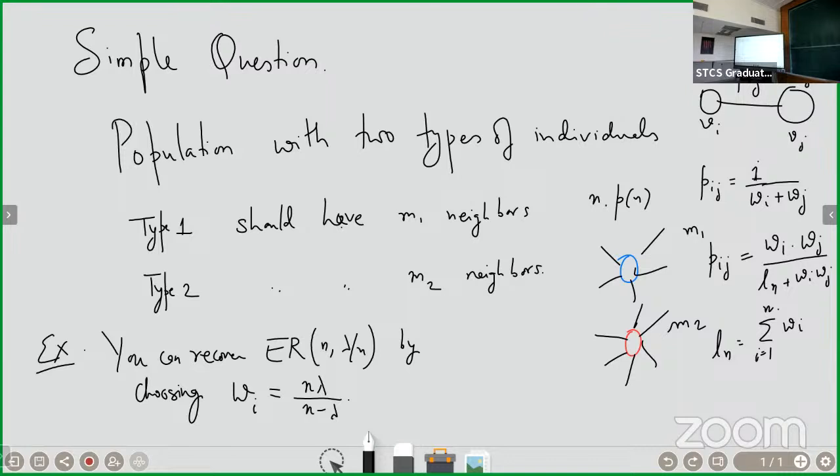What is P11? P11 is simply M1 square divided by the summation, let's say, M1 M1 plus M2 M2. M1 is the number of nodes of type 1, and M2 is the number of nodes of type 2. And similarly, P12 is M1 times M2 divided by Ln plus M1 M2. What is the expected degree of a type 1 vertex?